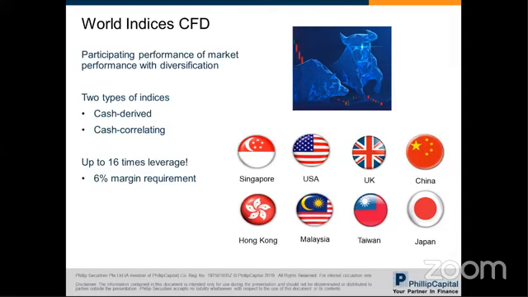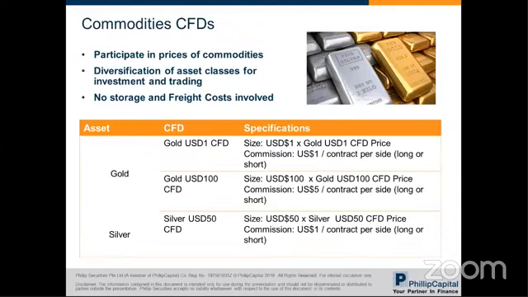Next we're going to the commodities that we have. Here we are participating in the price of the commodities. For Phillip itself, we allow the gold and silver CFD, and these are the specifications. If you just trade on pure cash, stocks and bonds, you can consider using this CFD to go into other asset classes such as commodities. It's like an alternative to investing in a gold ETF, etc.